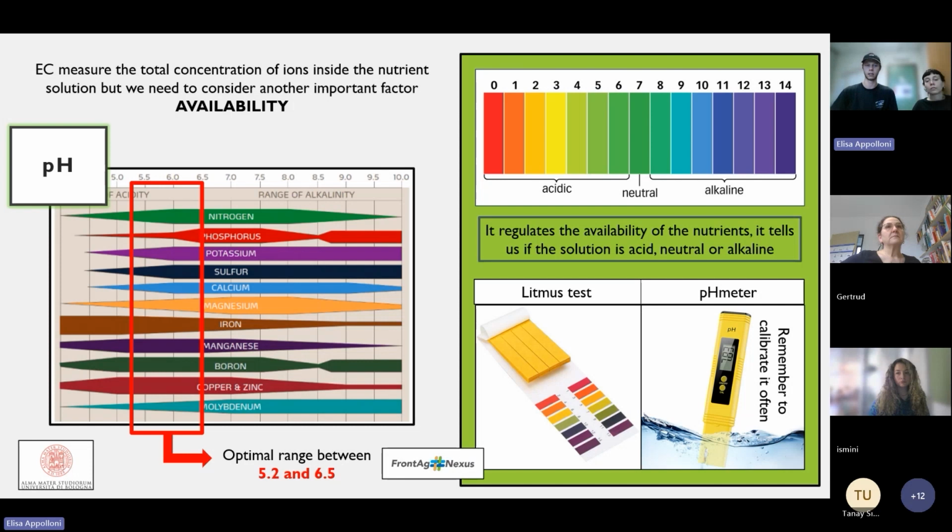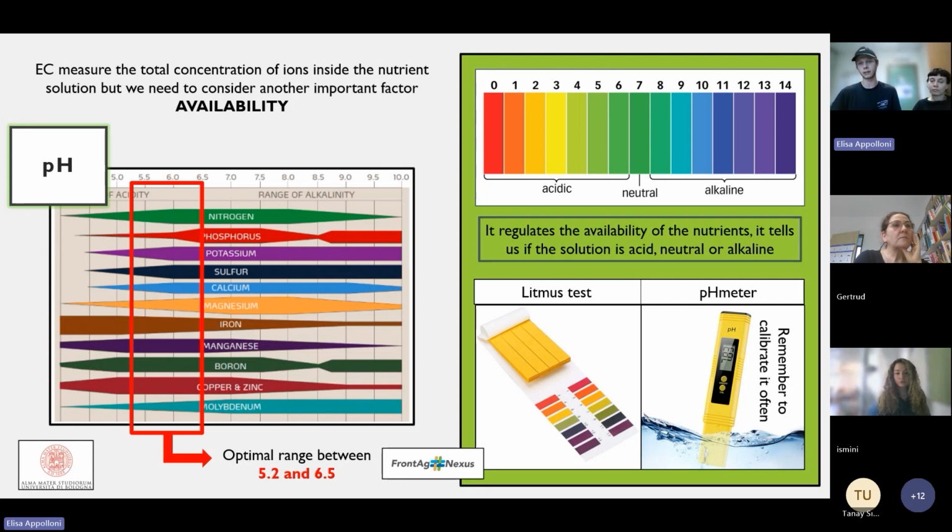But there is a problem, because when we are going to add our minerals to our nutrient solution to put the nutrients inside it, the pH can change, because as we said before, our salts are composed of ions, and the ions are charged positively or negatively, and this will increase or decrease the pH. Okay, so the pH can be measured also with the use of a pH meter or the litmus test.